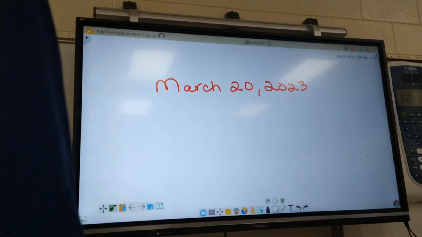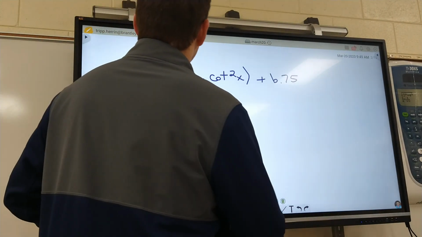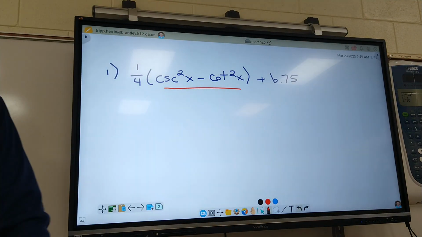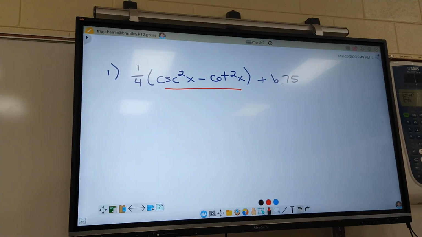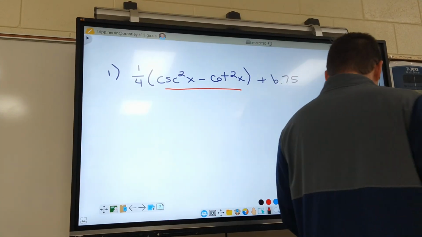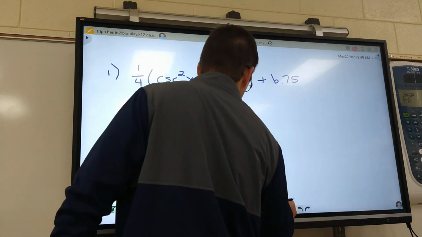Look on your formula sheet and see if this is a formula right here. Check your formula sheet, see if that's a formula. Cosecant squared minus cotangent squared equals what? 1. So watch how easy this problem is going to be.